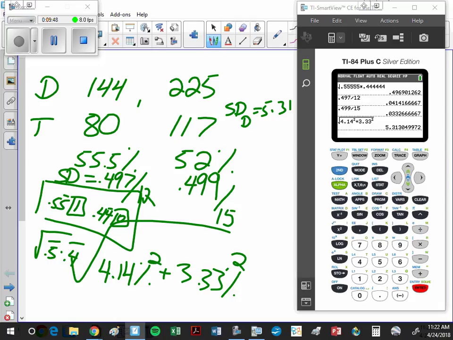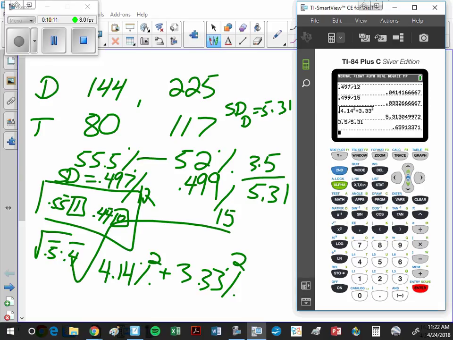Do I have that poster up there? I do. Okay, now what? Need a z-score. 55.5 minus 52 is going to be 3.5, divided by 5.31. And I get a z-score of 0.7.